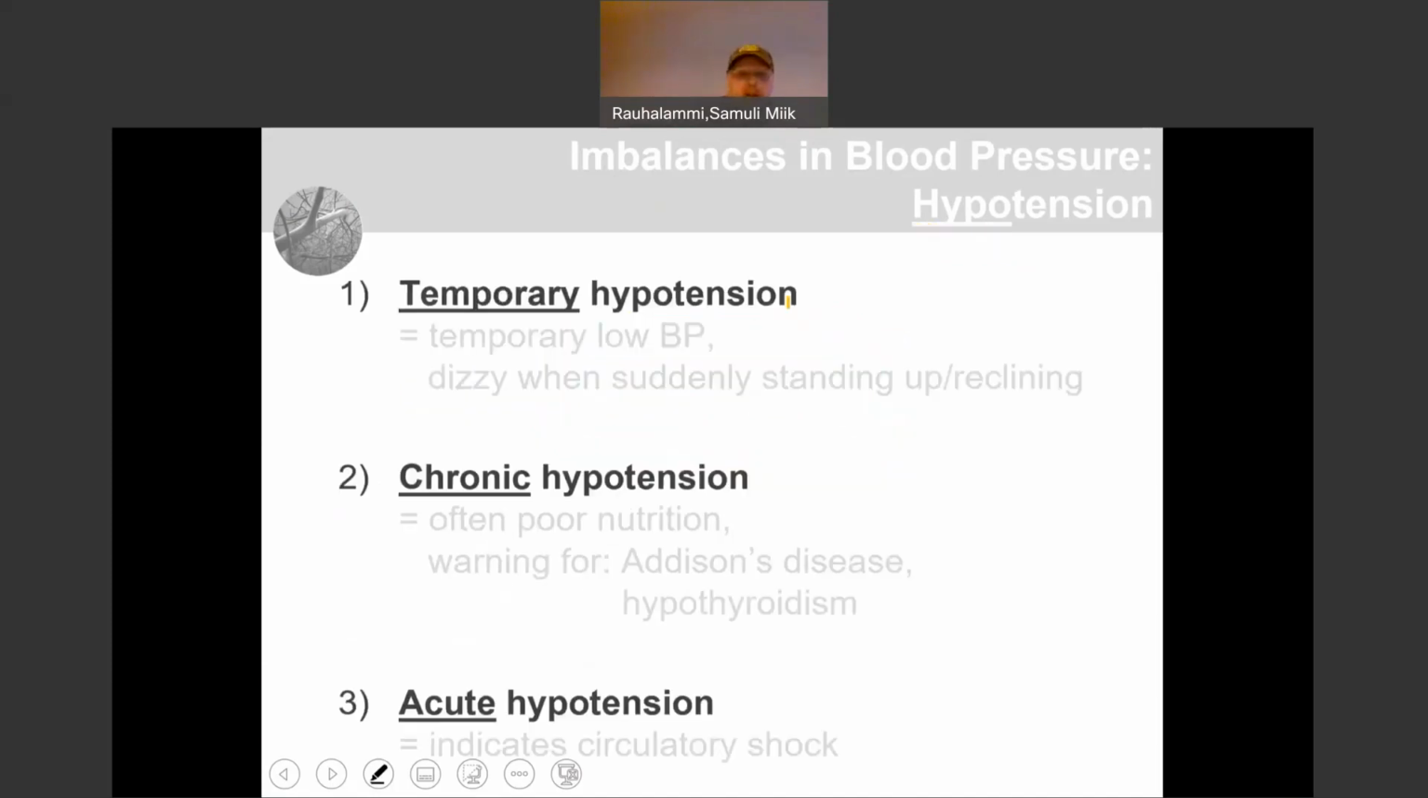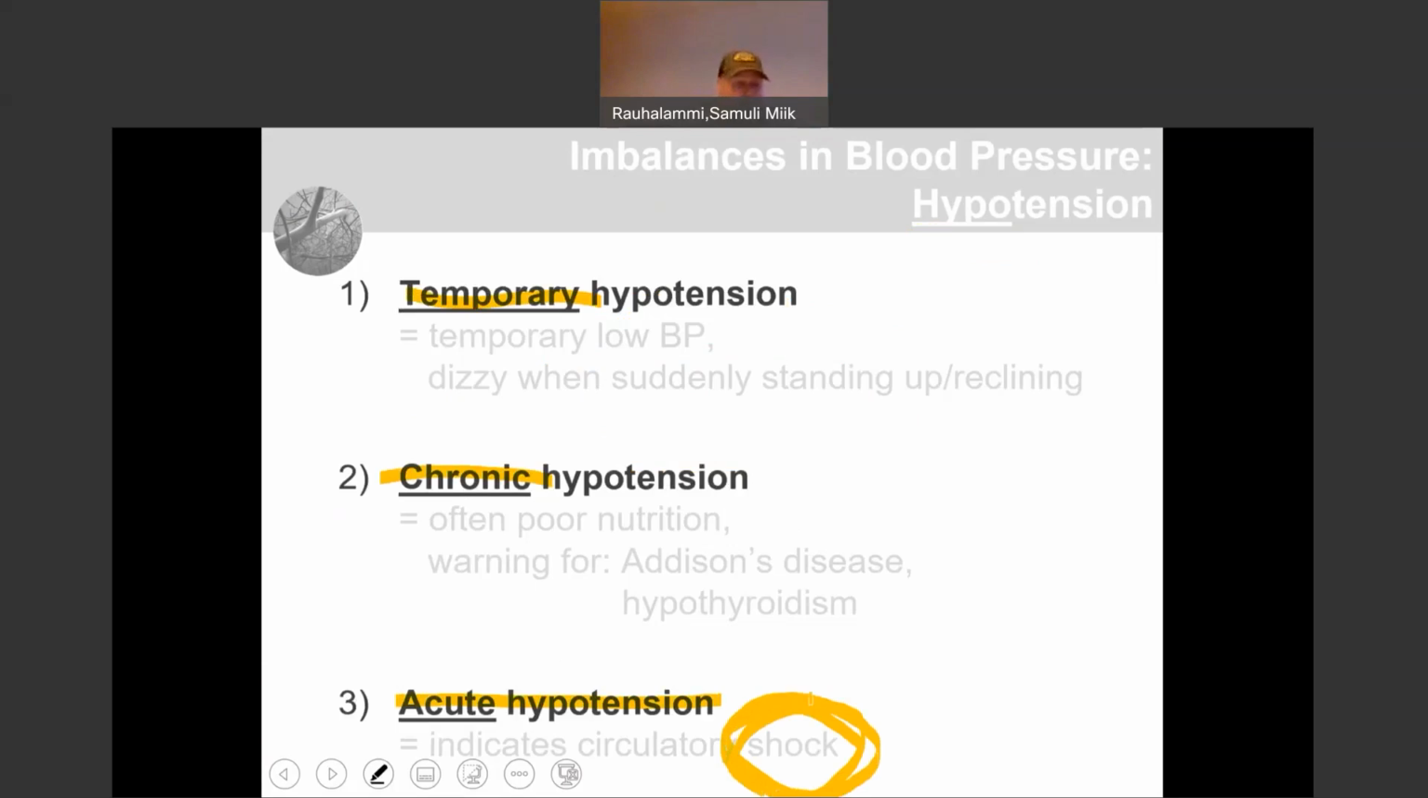So this can be just due to a temporary low blood pressure, for example, getting dizzy when you stand up. You can have a chronic hypotension. So this is often associated with poor nutrition, and you end up with a risk of developing many other conditions. And acute low blood pressure is usually indicative of a shock.